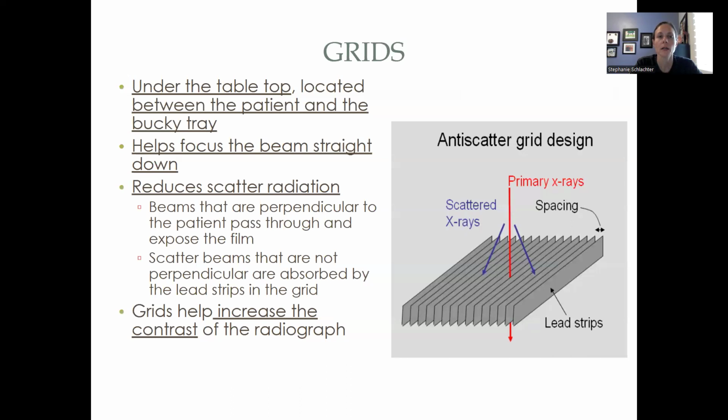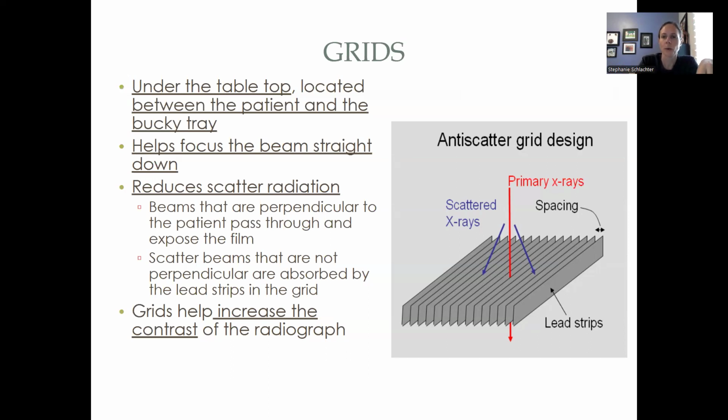Okay, so our grids. So this is what lives kind of under or within our tabletop. Okay, so it's going to be between our patient and our Bucky tray. And these are little metal slats basically that are going in there. So they're made of lead. So we know lead is going to absorb those X-rays. And it really helps us focus those good X-rays, those straight down primary X-ray beams that are going to give us the best image possible.